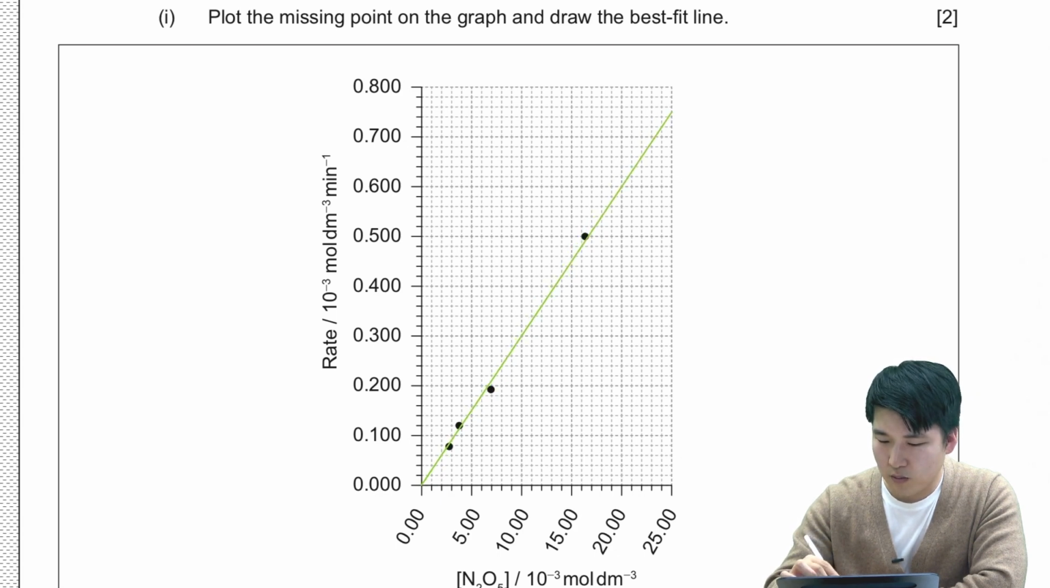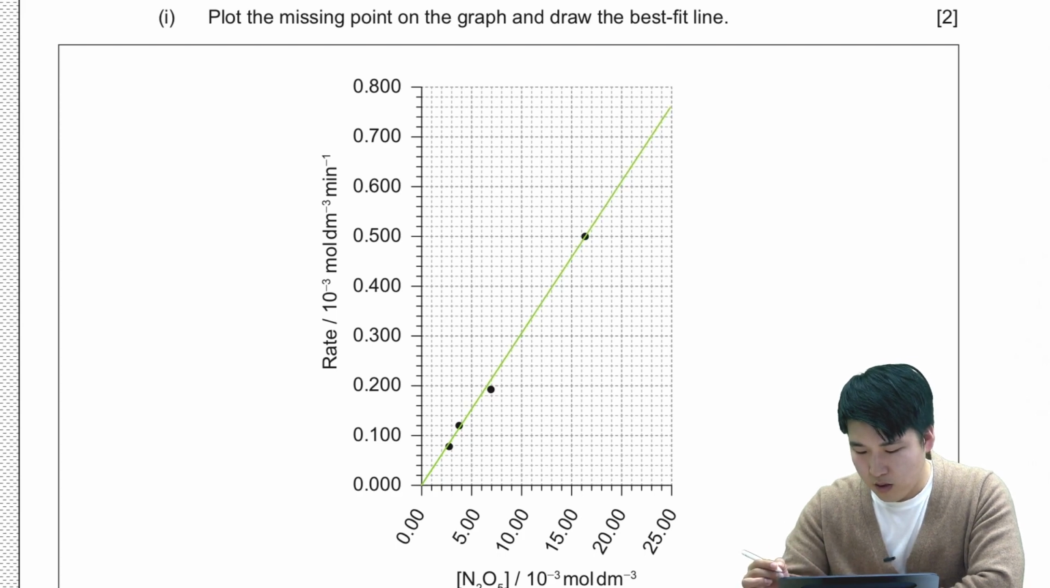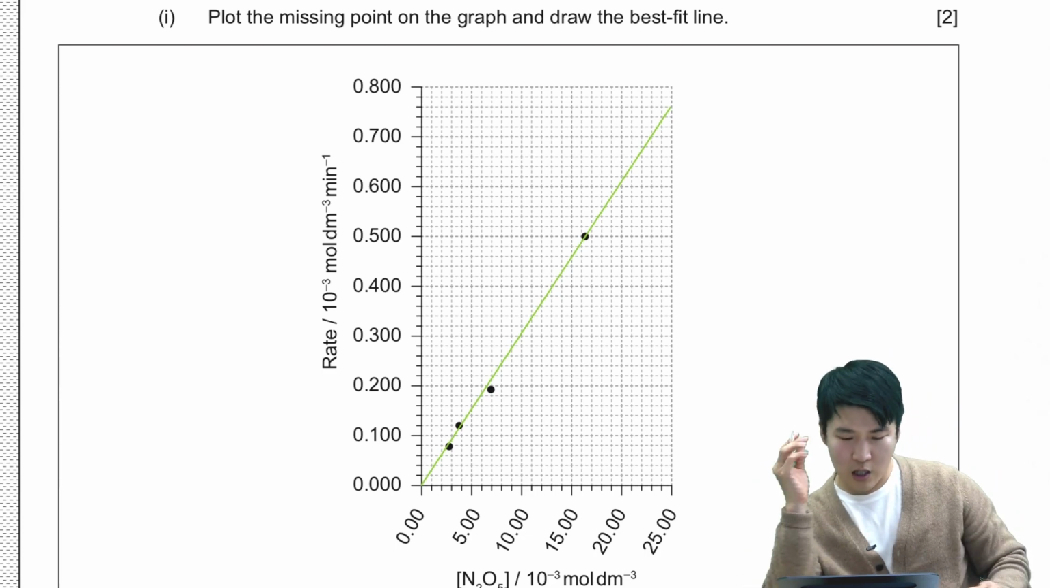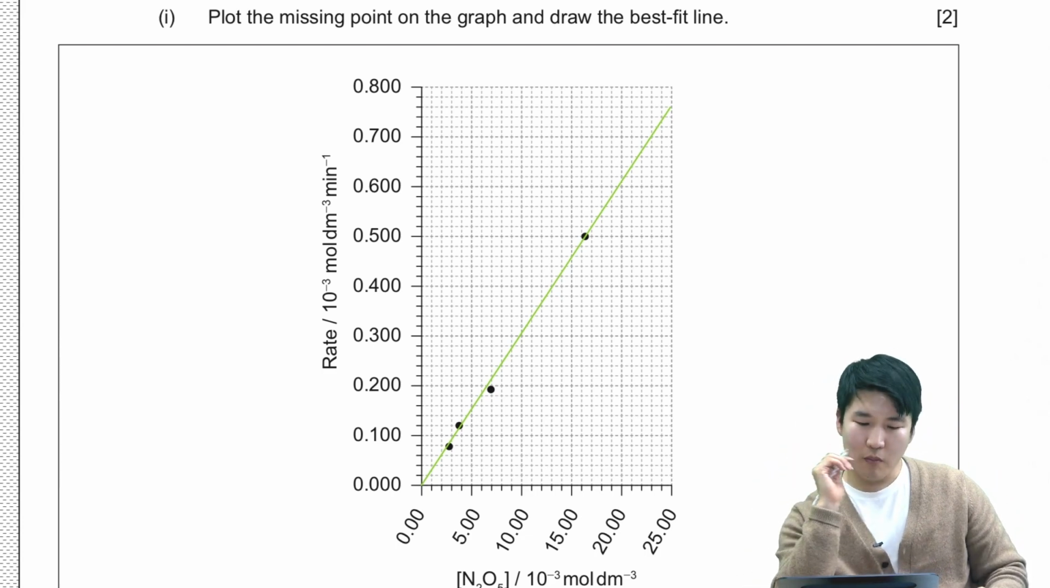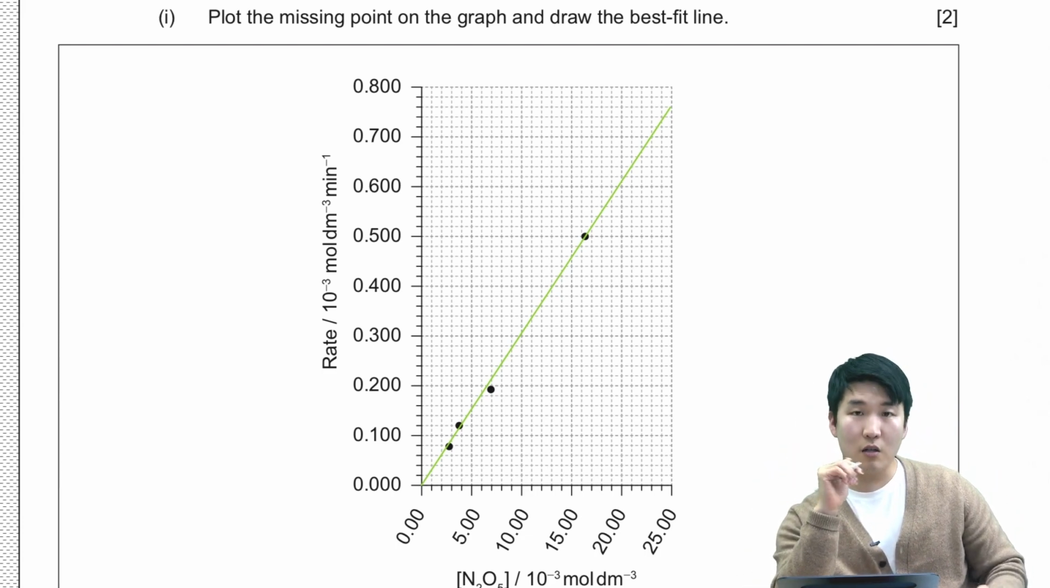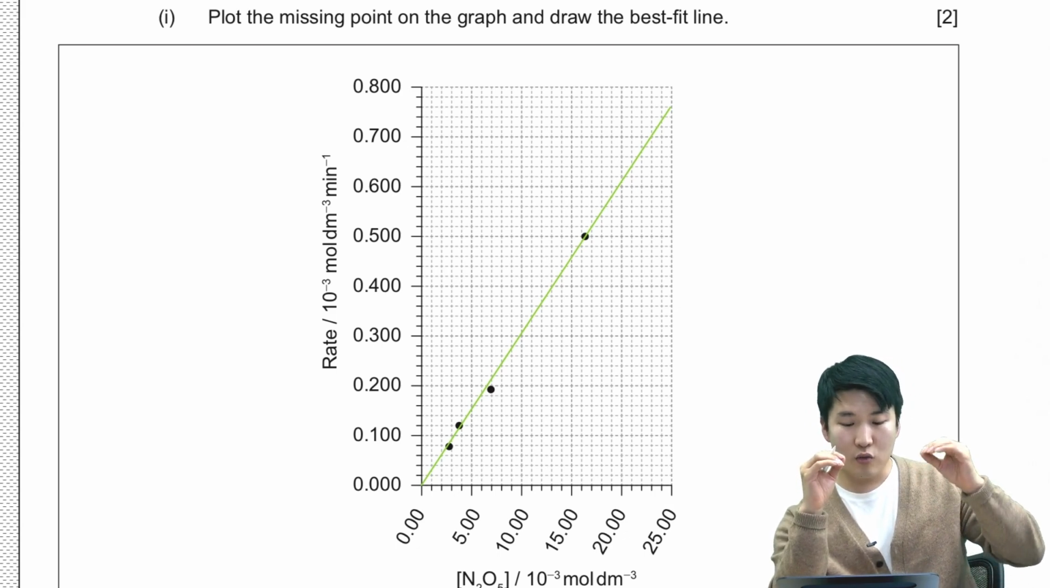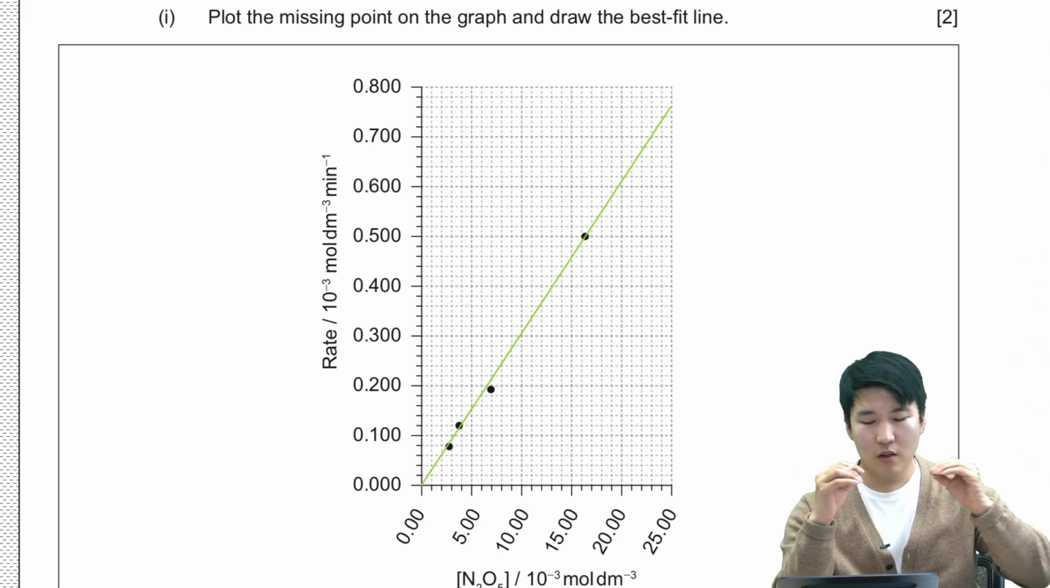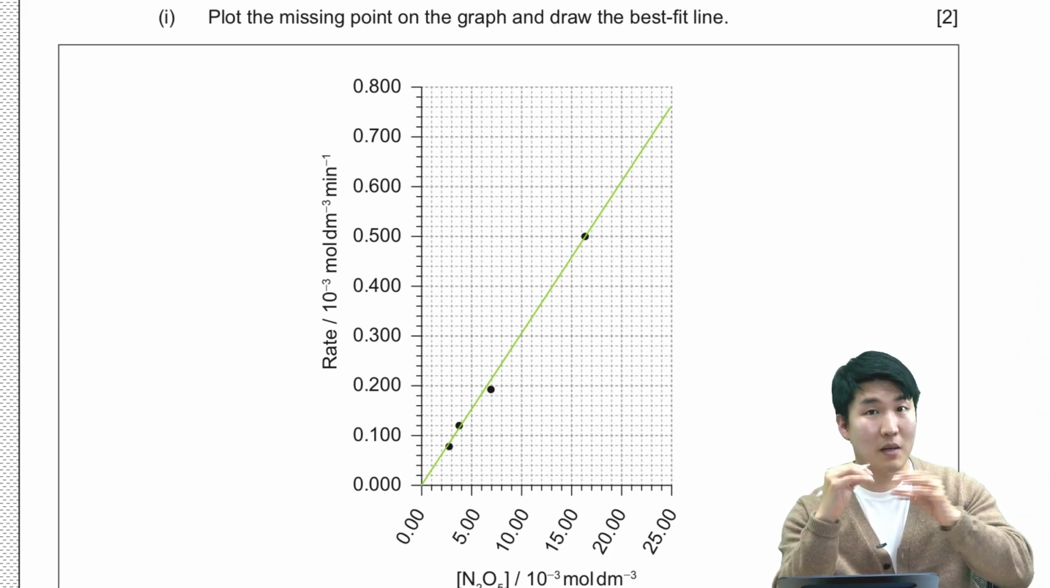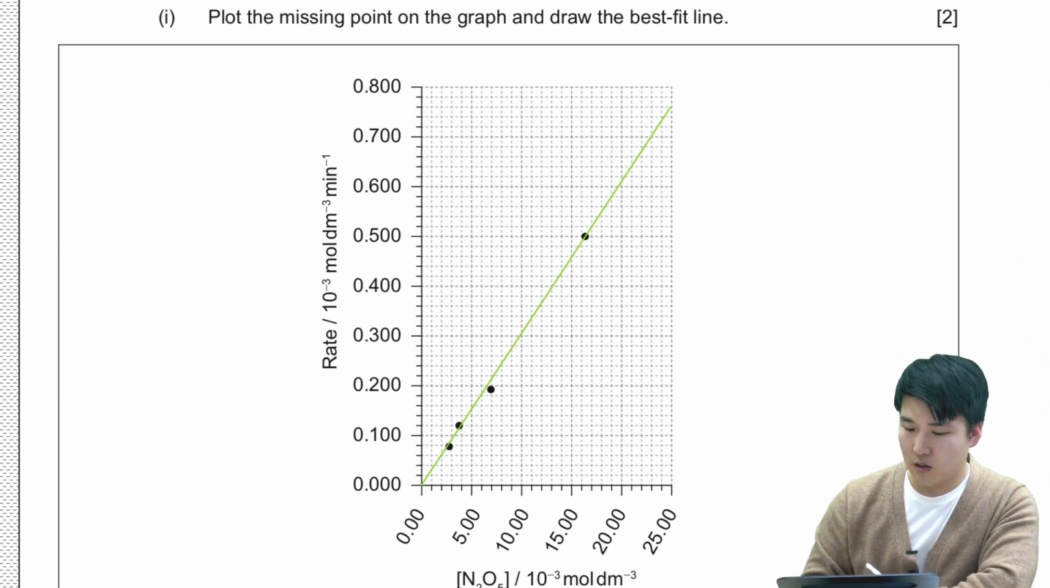I'm going to make sure that I pass through, we've got how many points? We've got 4 points. I'm going to make sure the best fit line passes through at least 2 points. And if it does, there's 1 point above and 1 point below that best fit line, which is quite nicely drawn.